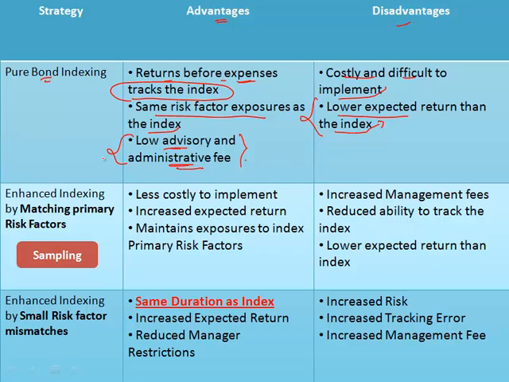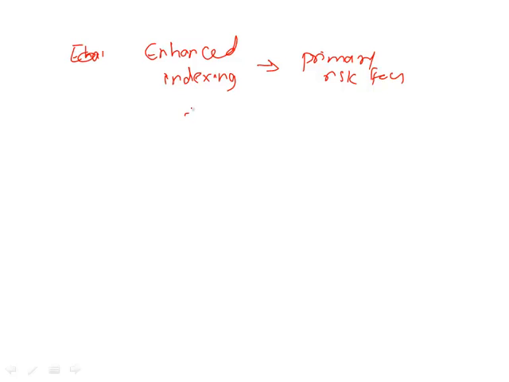Now to overcome these difficulties, we'll first finish this slide and then you write. To overcome these difficulties, what you can do is use a slightly smarter approach, the second method, which is enhanced indexing, but allowing small deviations or matching the primary risk factors. The best way to remember this strategy is that this is nothing but sampling.